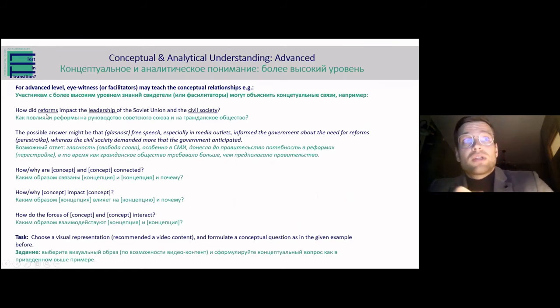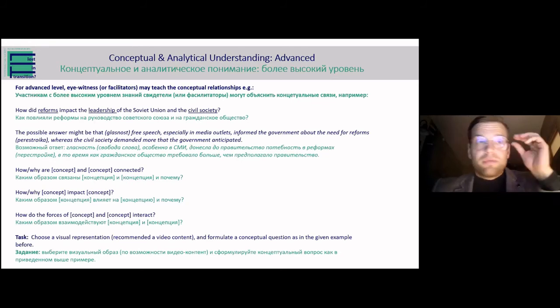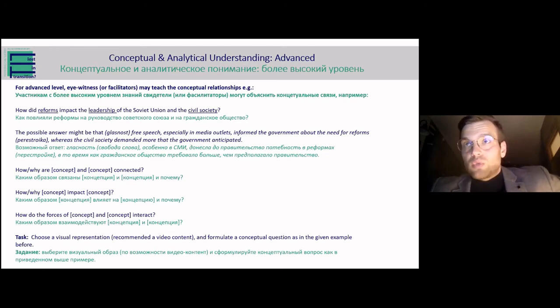The first question that you can see: how did reforms, the first concept, impact the leadership, the second concept, of the Soviet Union and the civil society? So we have a relationship of three different concepts. And the possible answer is in the given example on the slide. I don't know whether it's better to read it myself or you could read it.